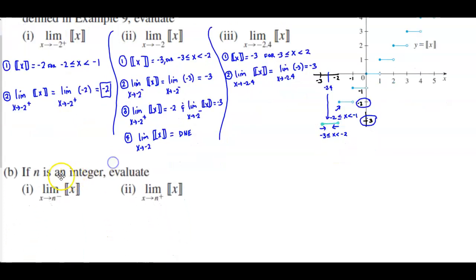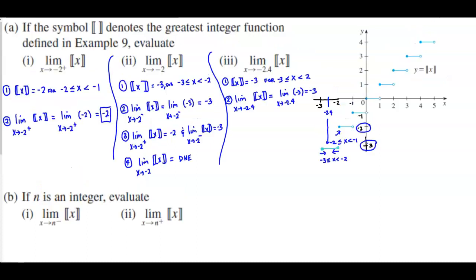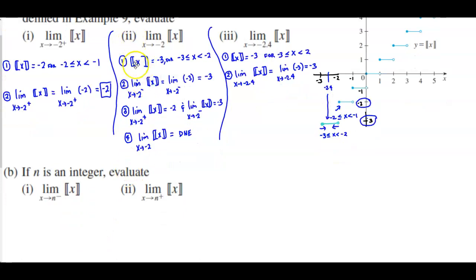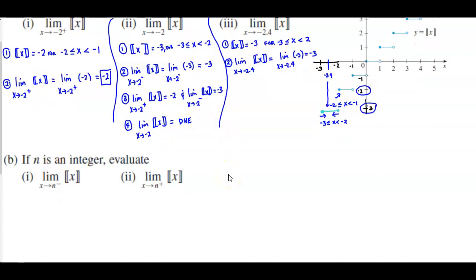Okay, part B is asking us to find, if n is an integer, evaluate the limit of the greatest integer function when x is approaching n from the left. So let's take a look at the second part when we were approaching the value of n from the left. We can see here that we had our value of -3, and then over here the value was -2. So what that tells us is that this number here is 1 less, so -2 minus 1 is -3. So therefore, if this is n, then this is n minus 1.